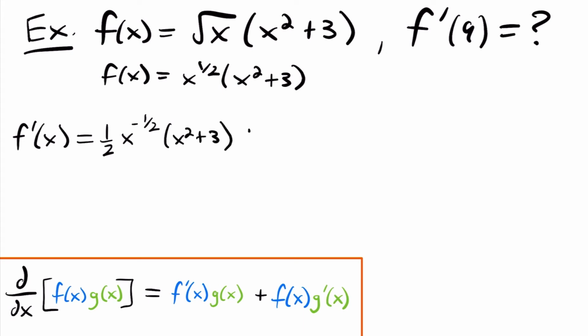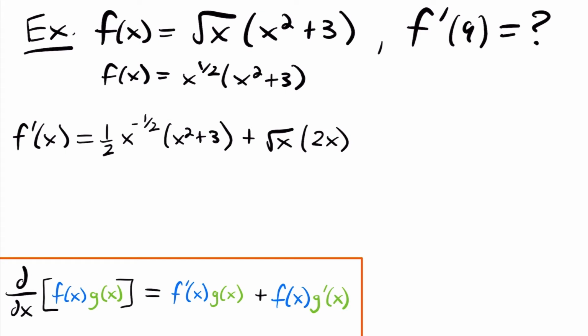And then we'll add our second term, which is going to be the original first function, which I'm just going to keep as the square root of x, times the derivative of our second function. So that's going to be 2x, because the derivative of x squared is 2x, and the derivative of 3 is 0 because it's a constant. So we just forget about that 0, and we can just get 2x.